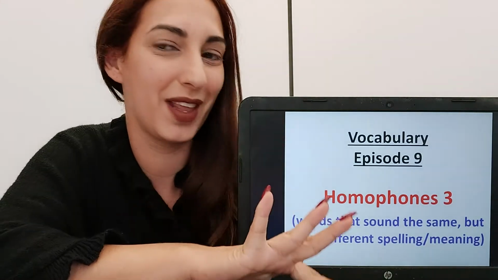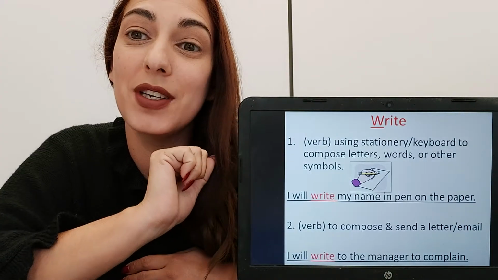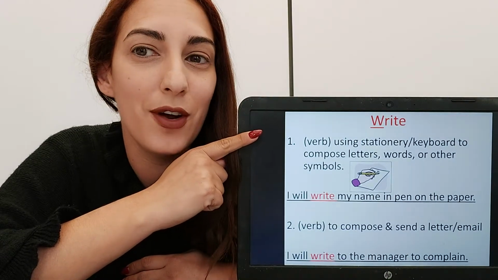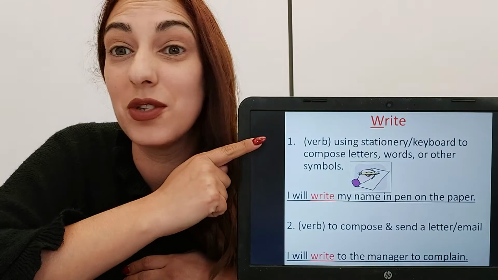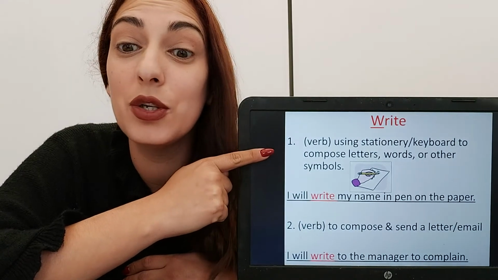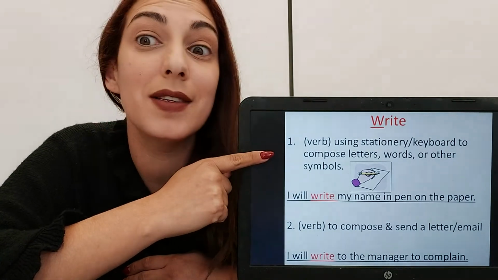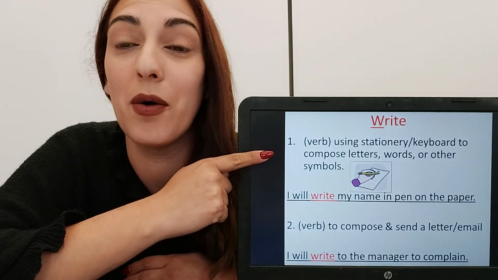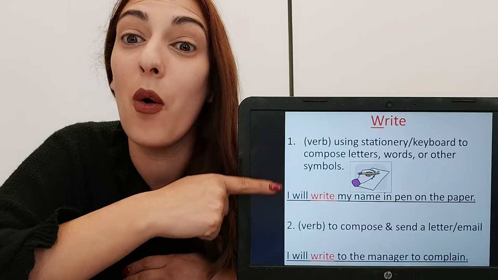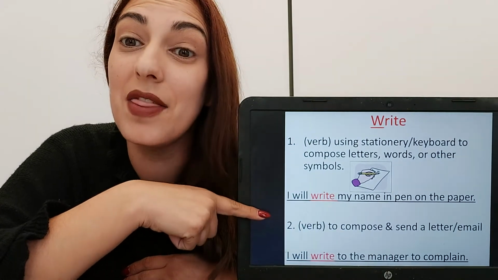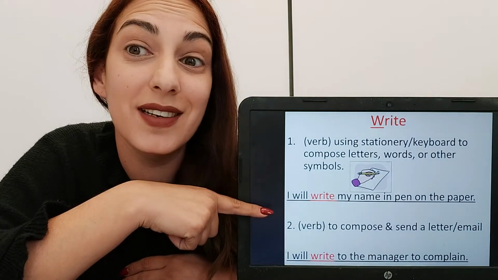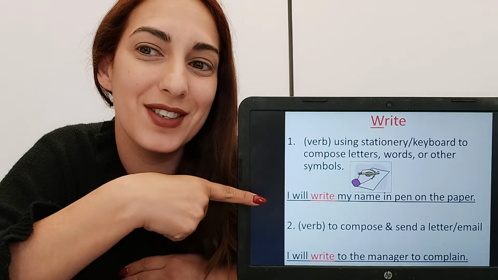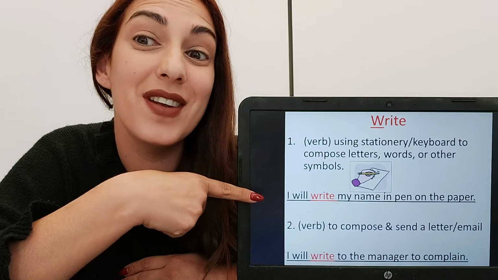Let's go. Now the first word is write with a W. Now this is the one that we all know very, very well. It means you use stationery or a keyboard to compose words, letters, symbols, numbers on a surface like a piece of paper or a computer screen. Or it could mean that you are actually writing and sending a letter or an email to someone. So pause the video and have a look at these examples, and let's compare it to the next slide.